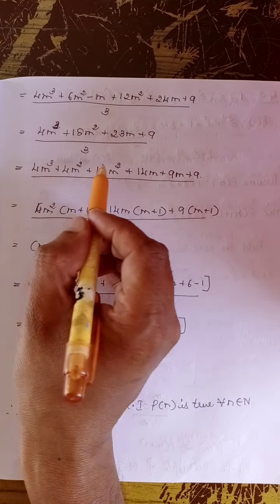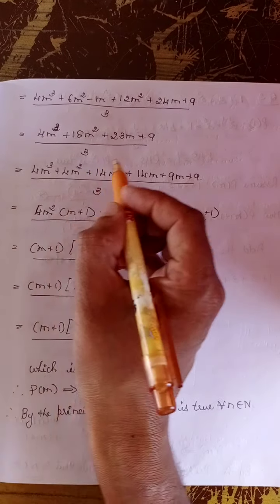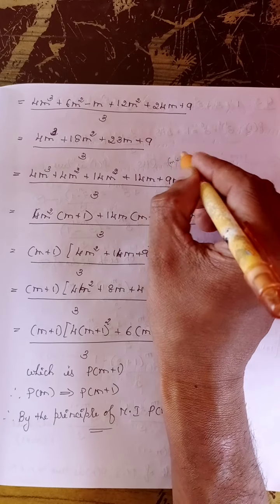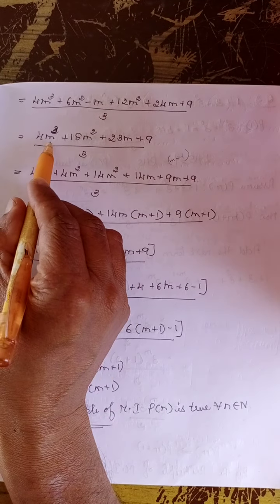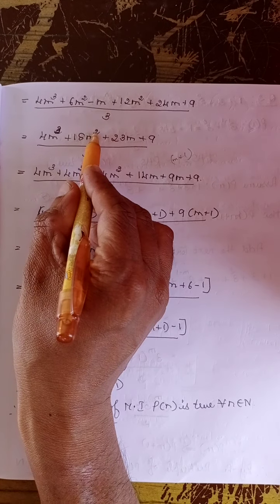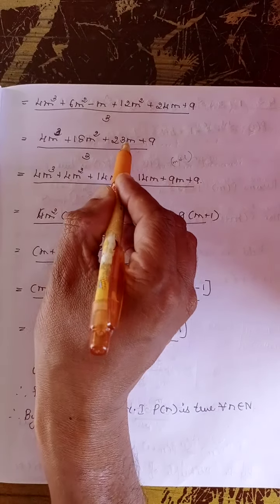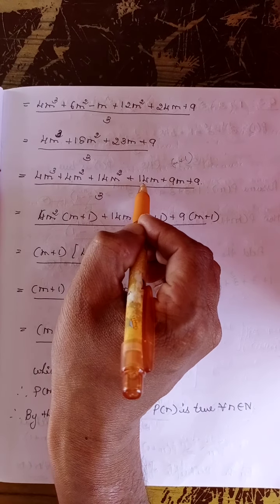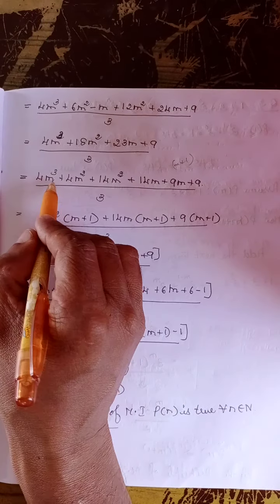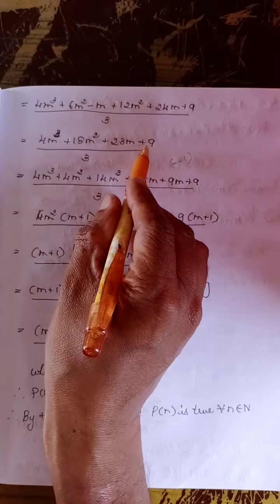That is equal to, now we factorize this cubic polynomial. First we verify whether m plus 1 is a factor. Hence we write this as 4m cube plus 4m square, 18m square is split as 4m square plus 14m square, and again 23m is split as 14m plus 9m plus 9 divided by 3. Here we only consider m plus 1 as a factor of this cubic polynomial.